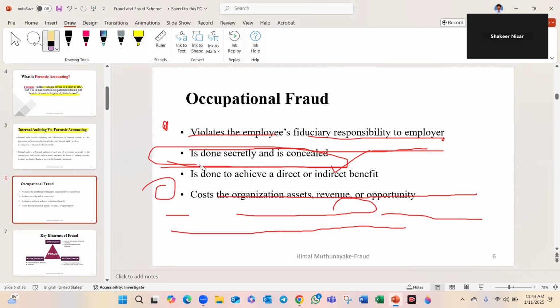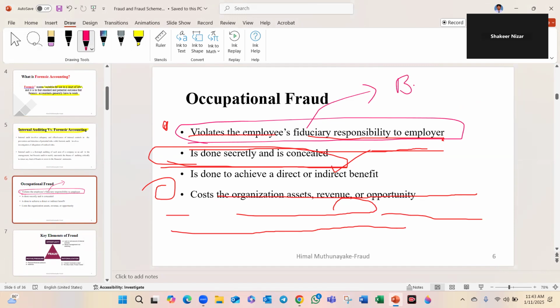Occupational fraud. Here you can see what is meant by occupational fraud. It violates the employee's fiduciary responsibility to the employer. Fiduciary means you need to work with good faith in order to maximize the shareholders' wealth while achieving your own success as well, but in an ethical manner, not with unethical agendas.